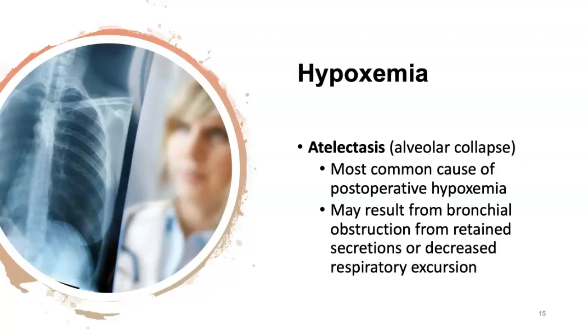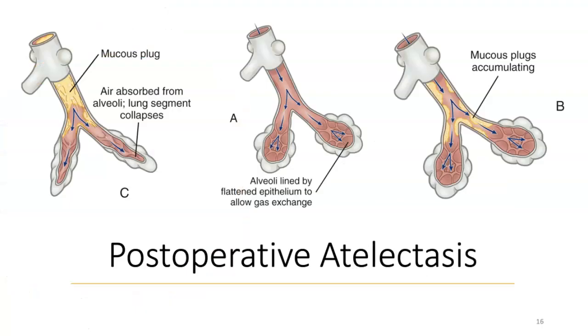The most common cause of postoperative hypoxemia is atelectasis, which is a complete or partial collapse of a lung or segment of a lung that occurs when the alveoli become deflated, which may be the result of bronchial obstruction caused by retained secretions or decreased respiratory excursion, so the decreased expansion of the lungs. This is a diagram of postoperative atelectasis. In A, we have the normal bronchiole and alveoli. In B, we have the mucus plugs in the bronchioles. And in C, we have collapse of the alveoli by atelectasis following absorption of air.